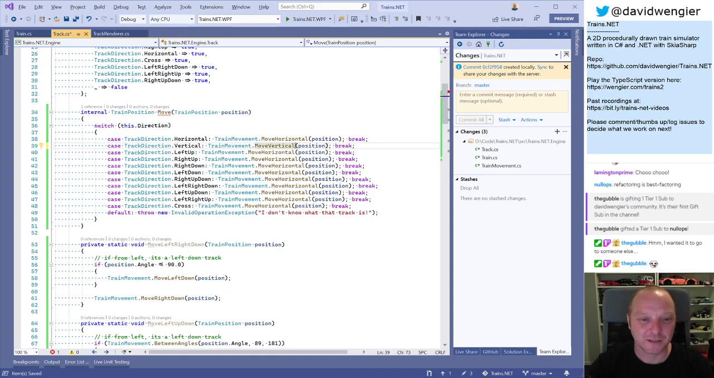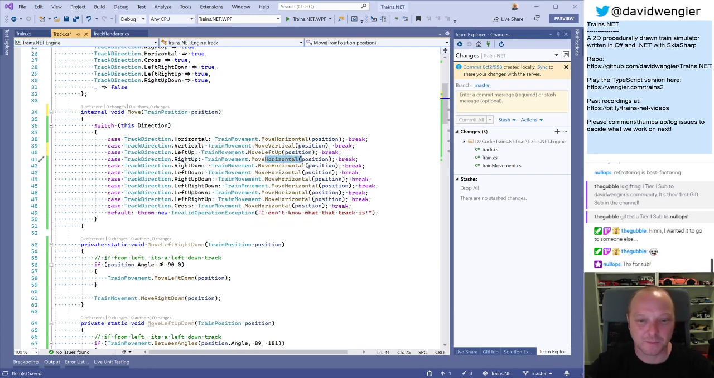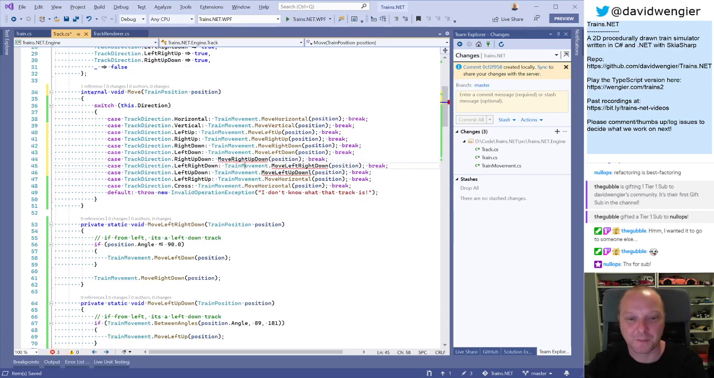Move vertical. What's wrong with this? Oh, it doesn't return. Oh, wait. Would it have allowed a switch expression now that that's void? Oh, I'm too angry to find out. Right up. Right down. Left down. Right down. Maybe I should have better names for these. Why is there no move right up down method? Oh! There is, it's just not there.